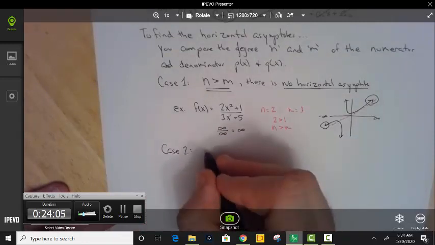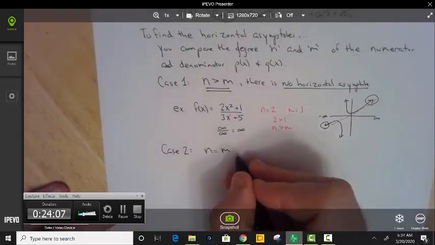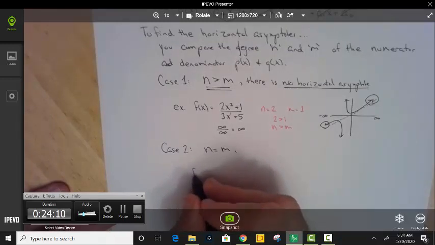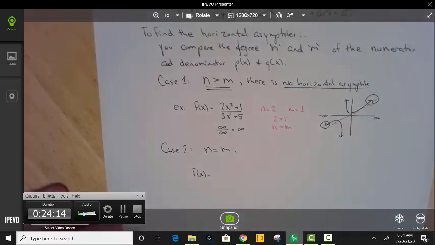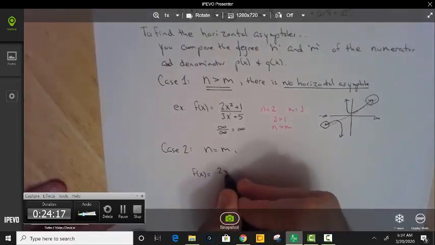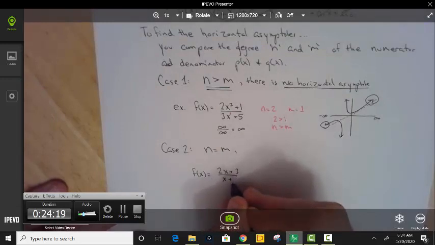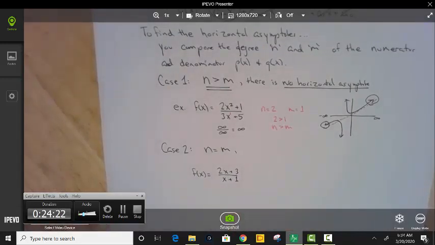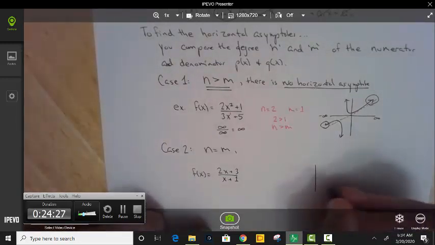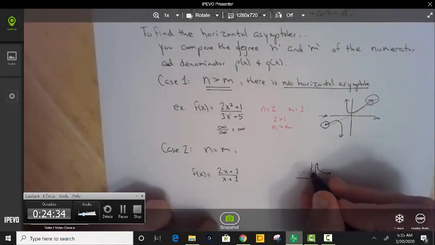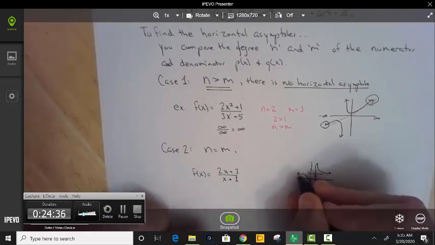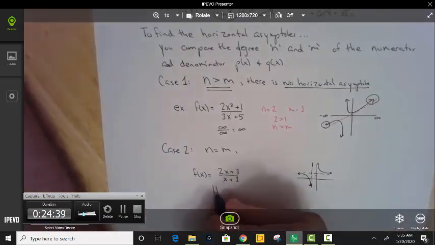Now, case 2 is, what if the degree on top and the degree on the bottom are the exact same? So for example, f of x equals, actually we can go back to that first example we did in the notes, 2x plus 3 over x plus 1. And if we go back to that first example in the notes, guys, and I'm not going to retype it into Desmos, you can look back at your notes. We had this graph. We had a horizontal asymptote.